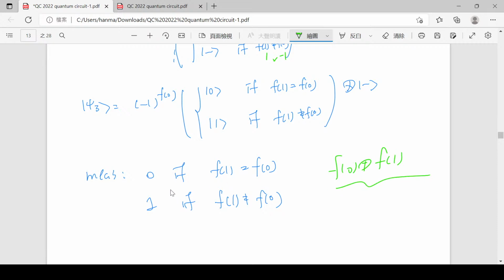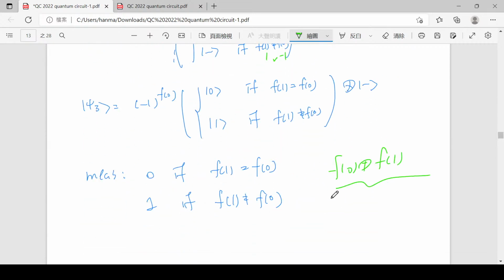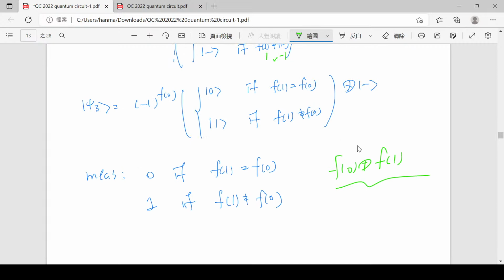So you see that we can use only one query to get this modular addition between f of 0 and f of 1. Sometimes this is also called parity, the parity between f of 1 and f of 0. So any question about our first quantum algorithm showing the possibility of quantum speedup?